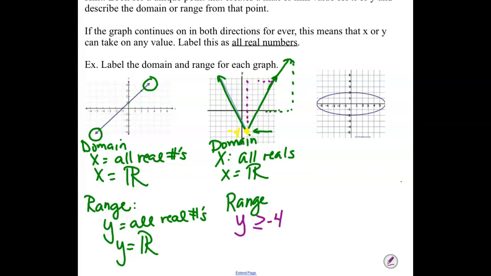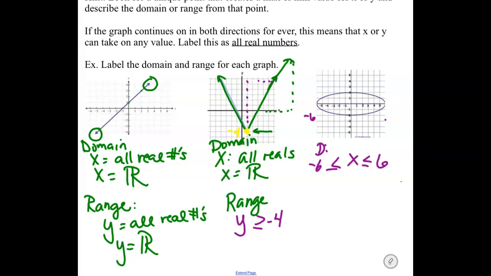For our third picture, notice that it is being cut off in all directions. Our x's, we are breaking it here and here. So we would say for a domain that our values go from somewhere between a -6 over here to a +6 there. So we can say that x has to be greater than or equal to -6 and at the same time less than or equal to +6. All of these x values are getting used to create that ellipse.